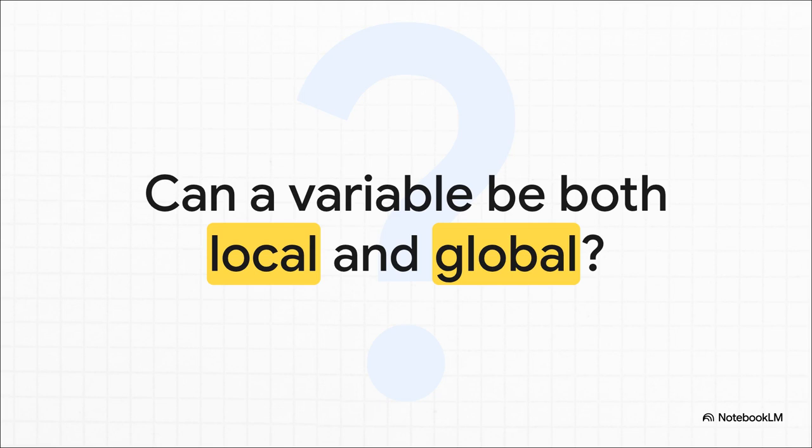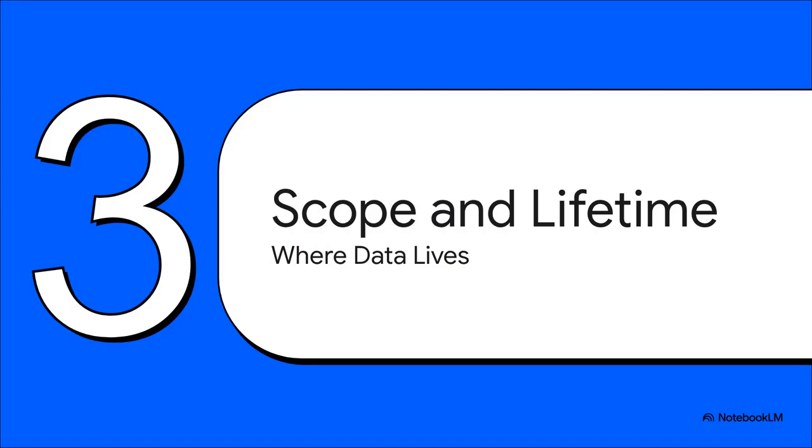Okay, so we know how to create them, but where exactly do these variables live? This brings us to a really interesting question. Can a variable be both local and global at the exact same time? The short answer is absolutely not.